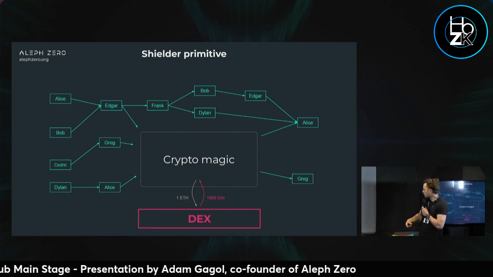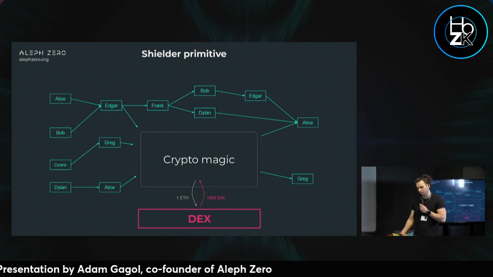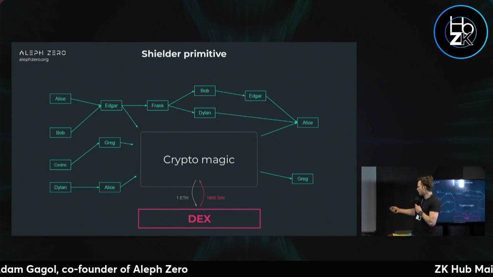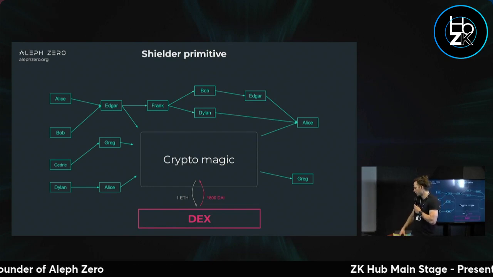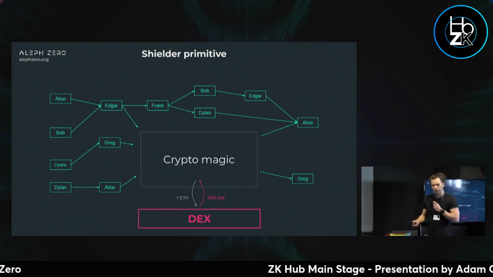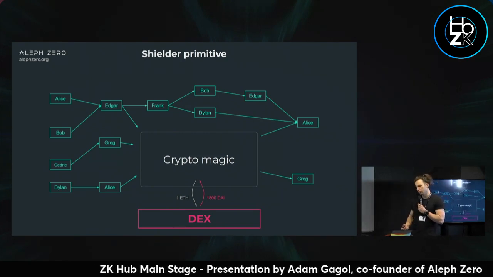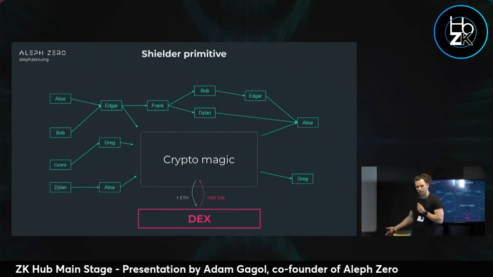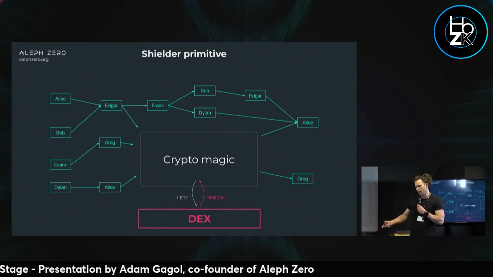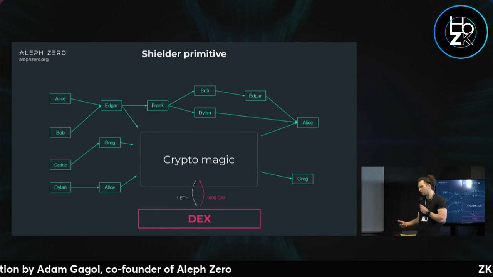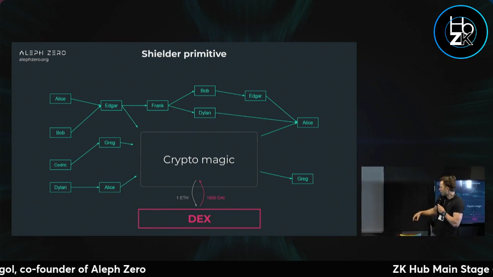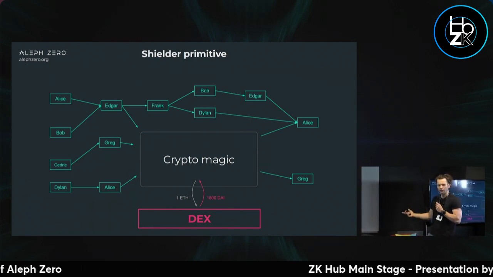And one more thing that you would like to be able to do is interactions with DeFi smart contracts. Perfectly, a user of such a private wallet would be able to, for example, use a decentralized exchange or any other type of financial smart contract without ever leaving this land of privacy.